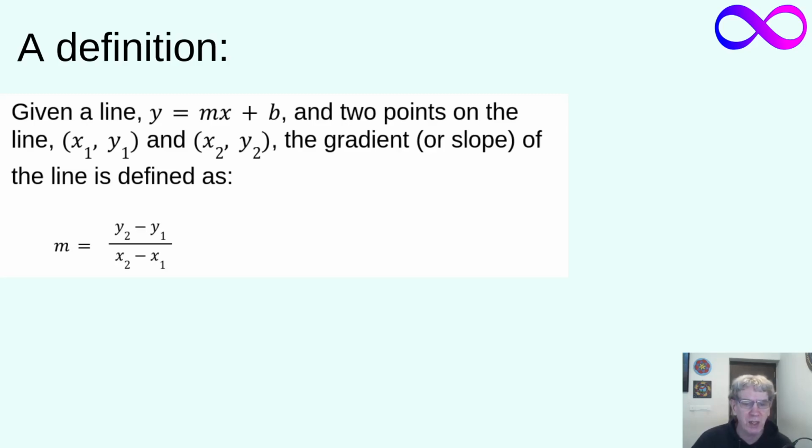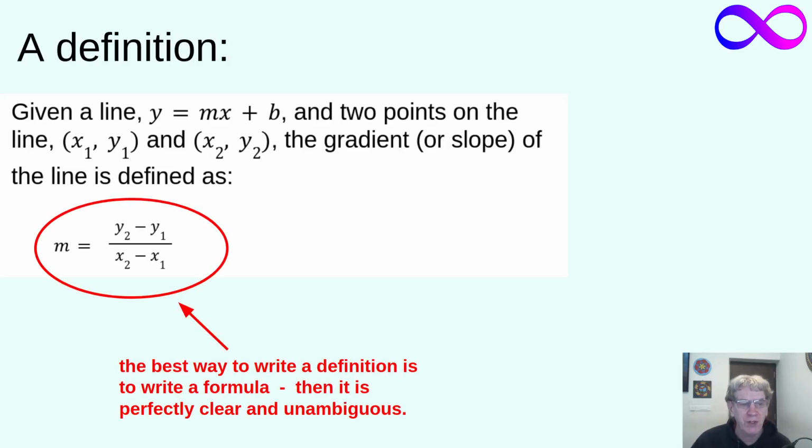So let's just look at them a little bit more carefully here. First of all, the best way to write a definition is to write it as a formula. So it's much better to say that the slope of a line is y2 minus y1 upon x2 minus x1 than it is to say the slope is equal to the steepness or the inclination or the rise or something like rise over run. Because words can be very ambiguous in mathematics, but definitions such as this are very clear and unambiguous.